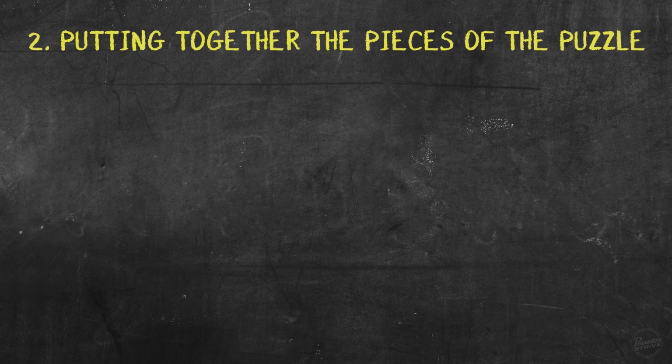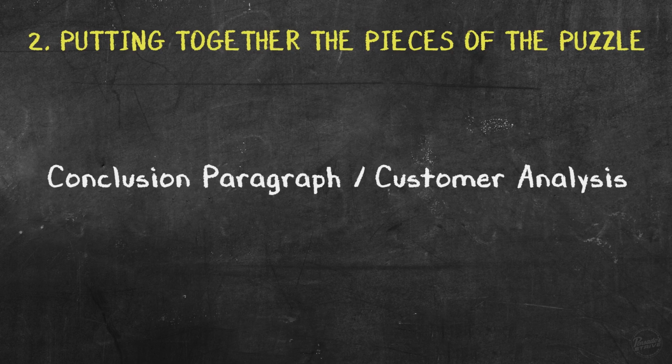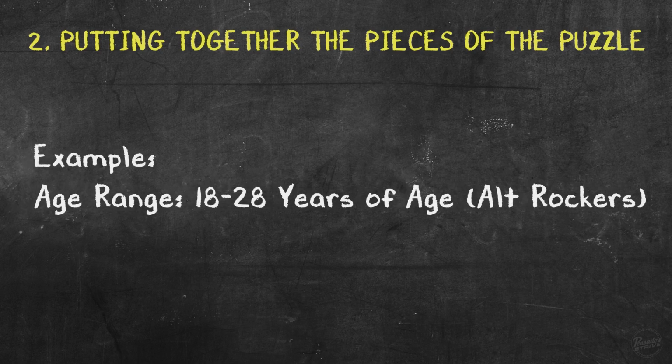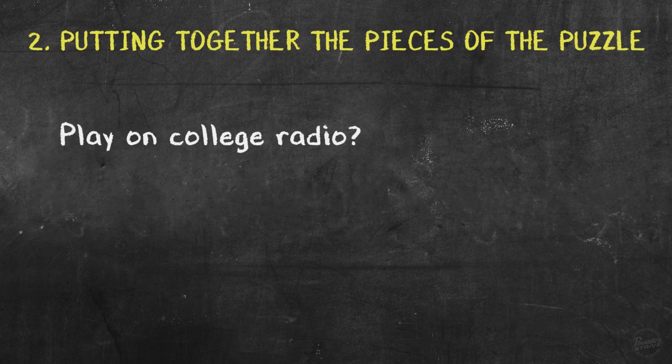Now, when you have all this information, it's important to start putting together the pieces of the puzzle. You'll do that in your conclusion paragraph in your customer analysis. And I'll show you what I mean. Let's just say, for example, you said that the general age range of your fans was 18 to 28. So what do 18 and 28-year-olds usually do? Well, somewhere in there, they're usually in college, right? So could you get played on college radio stations? Yes. Could you play at colleges? Yes. So you see how these things start to connect.